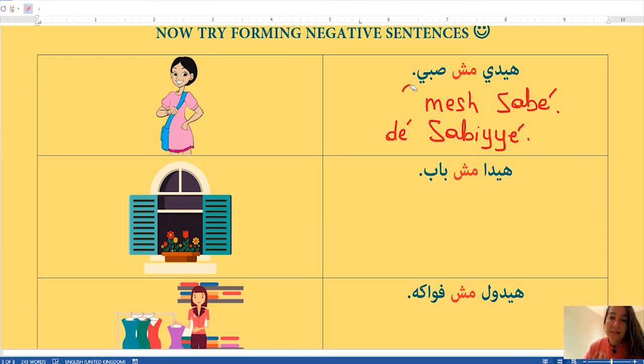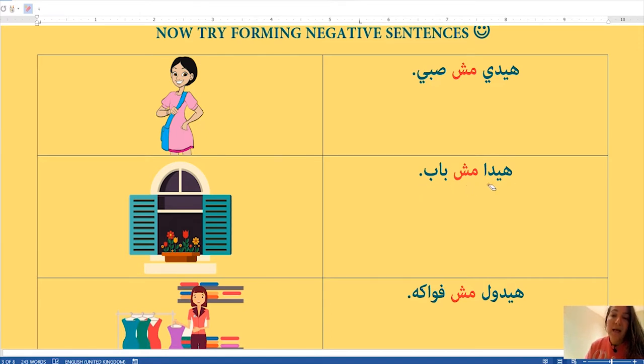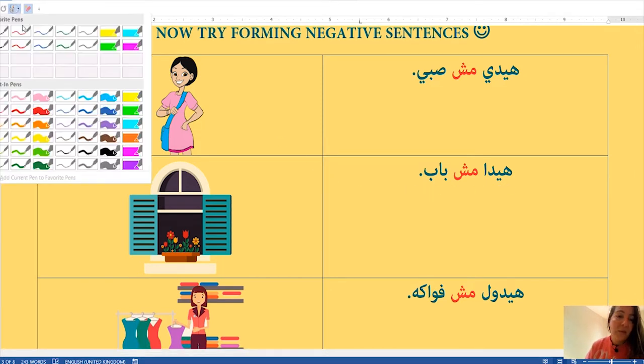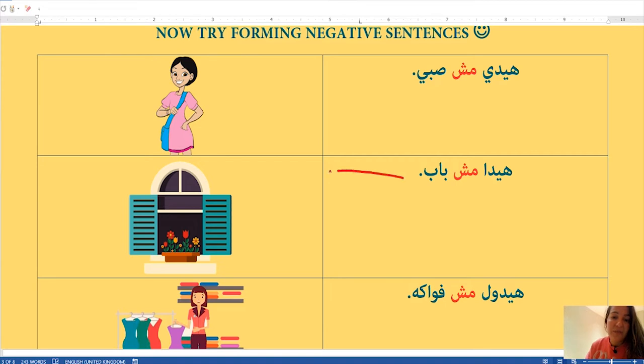The next sentence would be هيدا مش باب. So باب is a door, هيدا is masculine. So هيدا باب means this is a door. But in this case, if you look at the picture, this is a window. So هيدا مش باب. And then we continue and we can say هيدا شباك. This is a window. هيدا شباك. And I can also write it in Latin letters and say هيدا شباك.